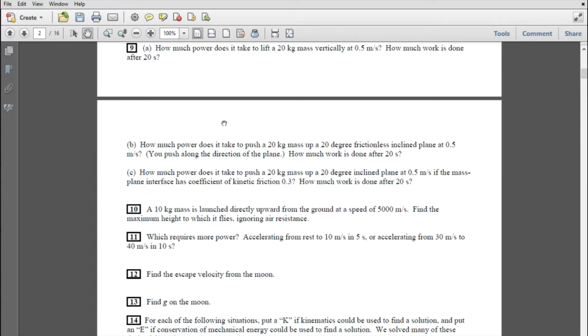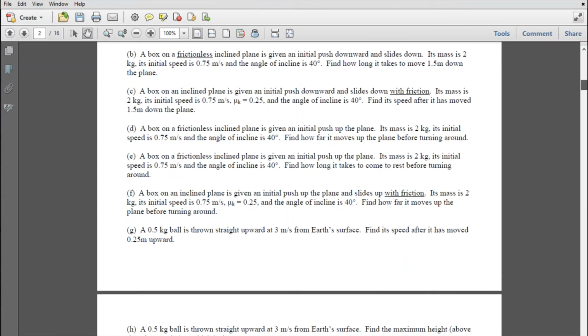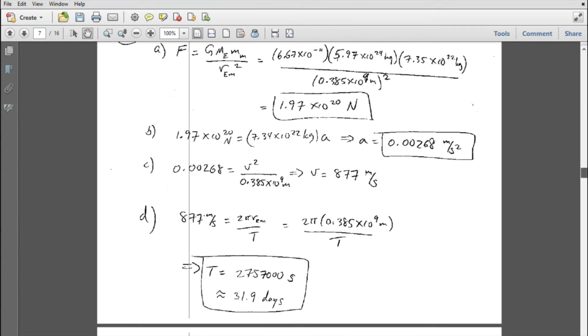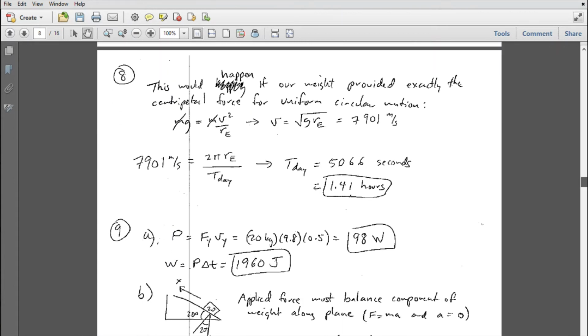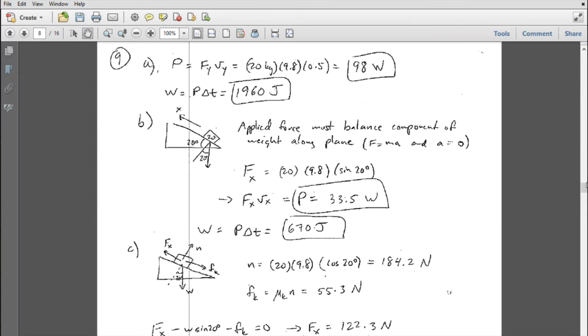How much power does it take to push a 20 kilogram mass up a 20-degree frictionless inclined plane at 0.5 meters per second? You push along the direction of the plane. So in this case, we're not pushing directly upward, and therefore the force we have to apply to have it move at constant speed is not the same as moving it vertically. So here is 9 part B. In this case, the applied force has to balance only the component of weight along the direction parallel to the plane.